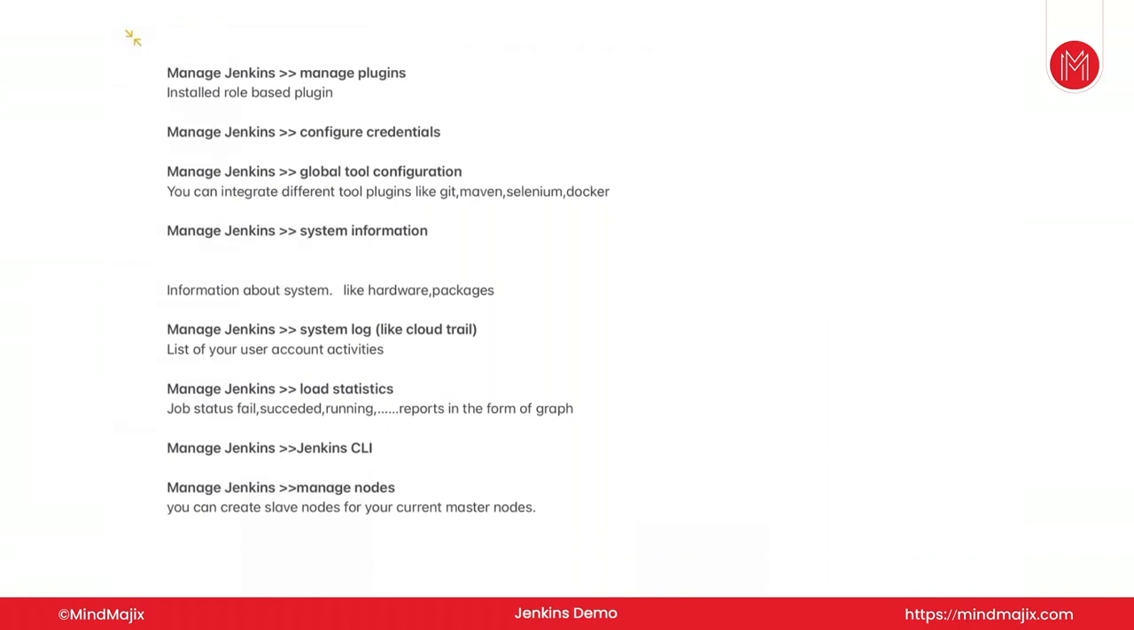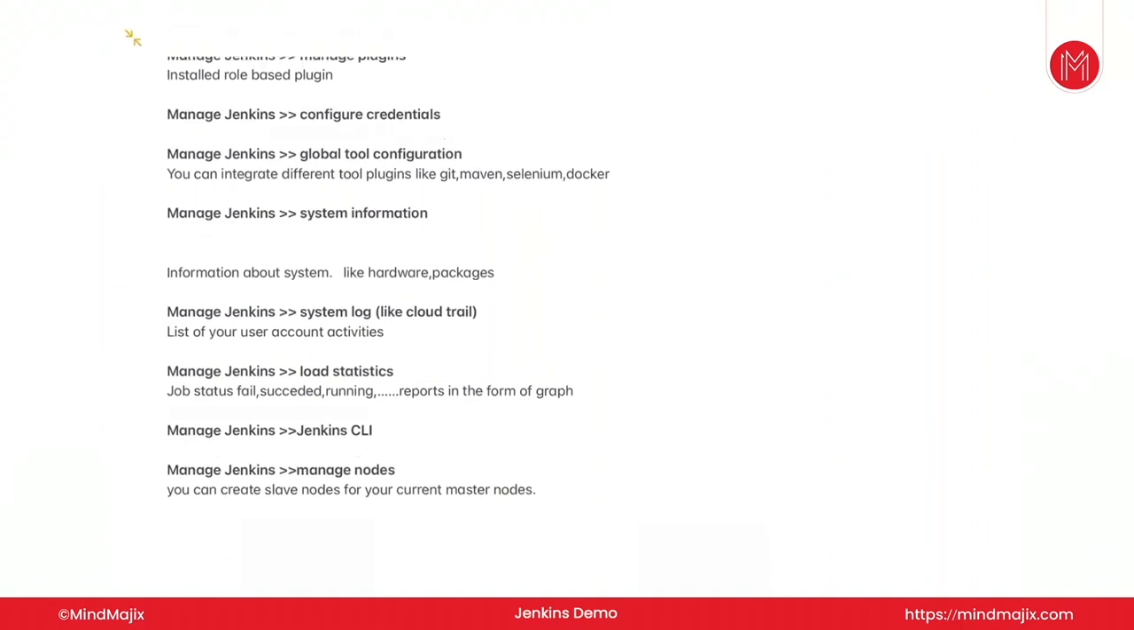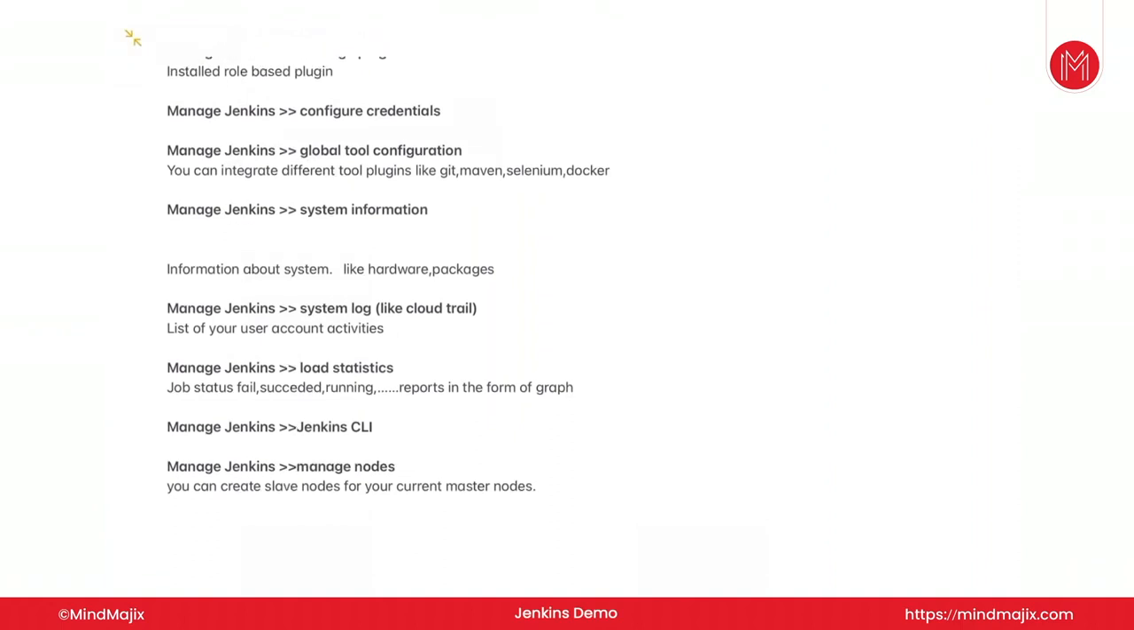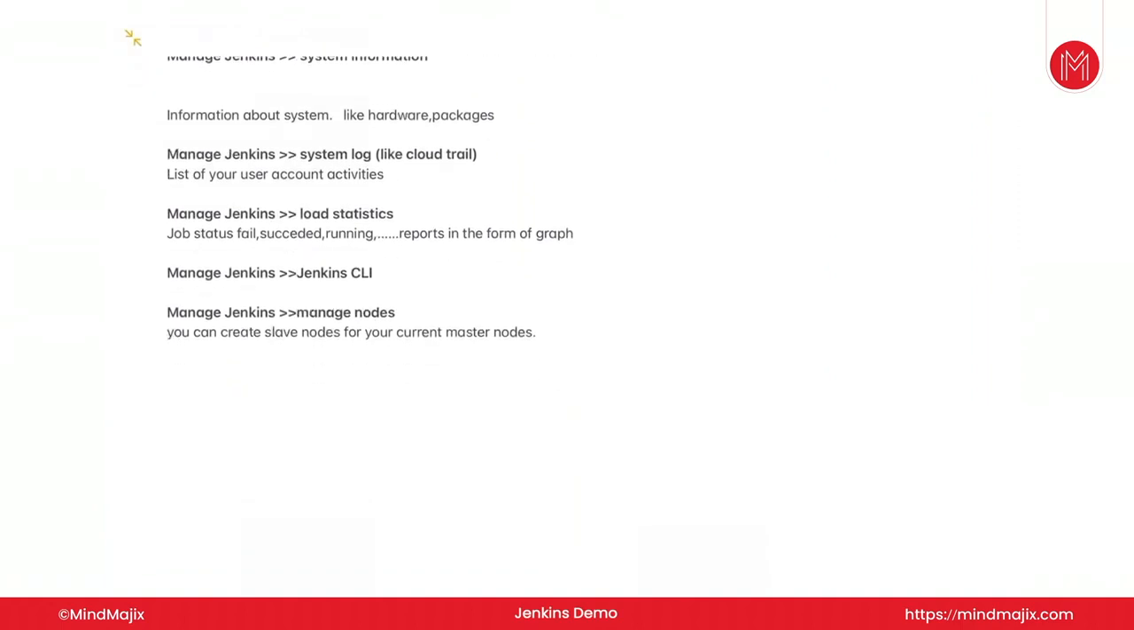And in global tool configuration, you can integrate different tool plugins like Git and Maven. Whichever location you want to go to, you have to go to Manage Jenkins and Global Tool. So these are some of the options for different operations you want to do in Jenkins.